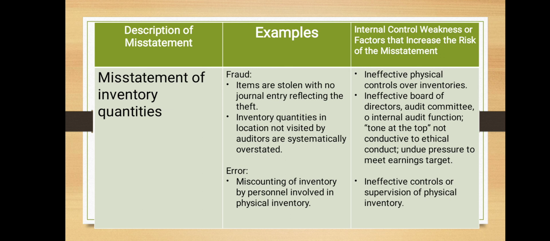Next is the misstatement of inventory quantities. Fraud: items are stolen with no journal entry reflecting the theft. Inventory quantities in locations not visited by auditors are systematically overstated. Ineffective physical controls over inventories.